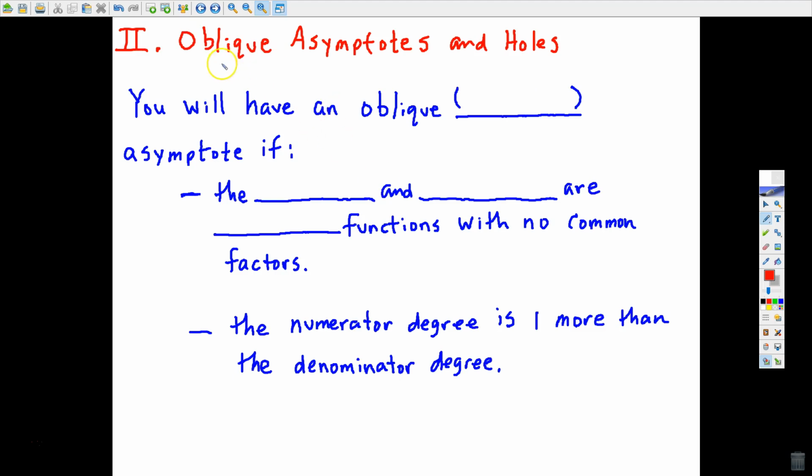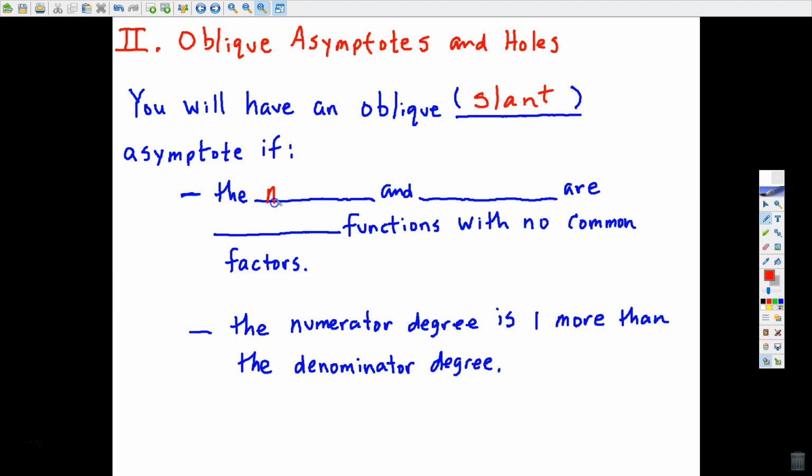So let's talk about what an oblique asymptote is and how to find it, and then we'll talk about this concept called a hole in a graph and how do we find those. So you will have an oblique asymptote, and you can just think of the word slant when you see the word oblique. It's going to be a line with some slope, a slanted line. You will have an oblique asymptote if these two things are true.